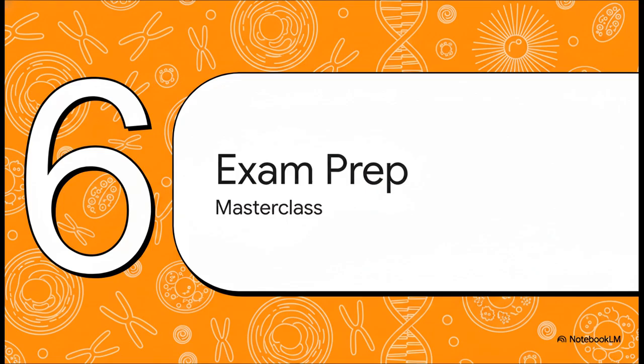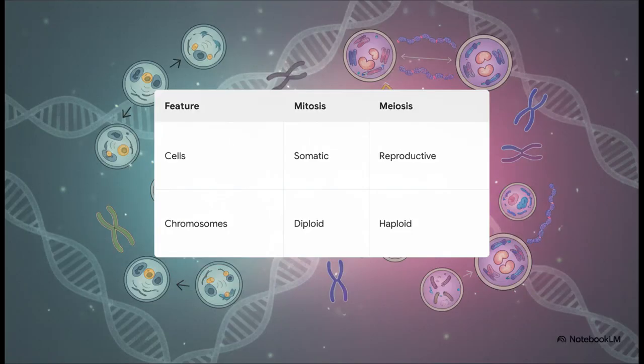Finally, Section 6, MasterClass Exam Prep. Let's lock in those marks. I want you to take a mental screenshot of this table right now. Comparing mitosis and meiosis is an absolute favorite for board examiners.